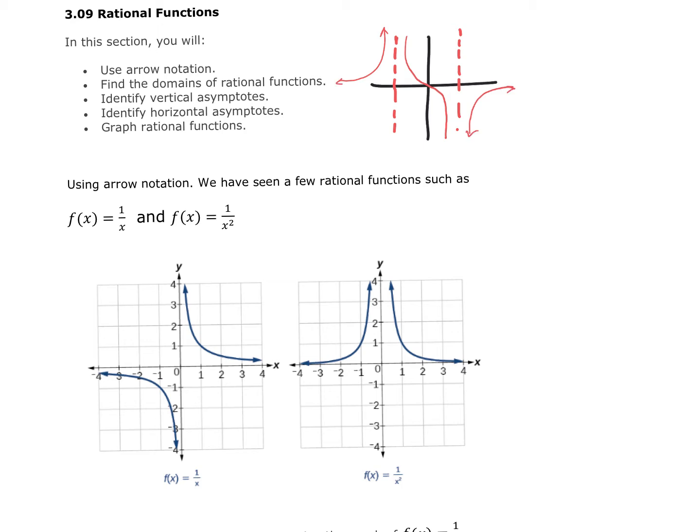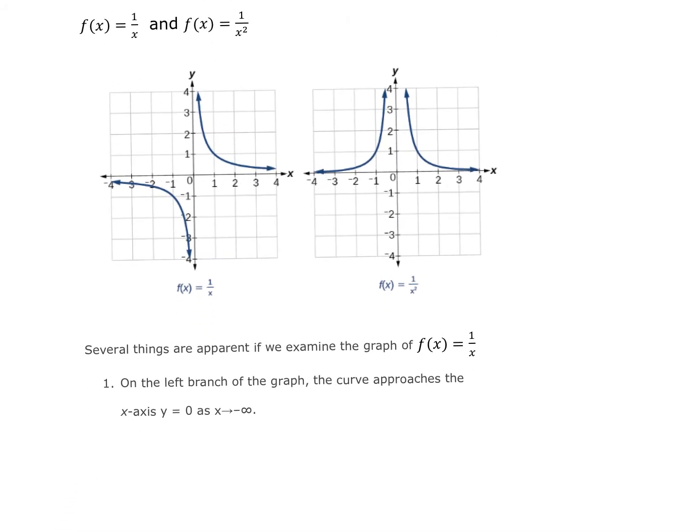Another example would be these two down here, which we've already worked with, the reciprocal function 1 over x and the reciprocal of the square, 1 over x squared. These are both rational functions. Several things become apparent when we examine these two graphs.